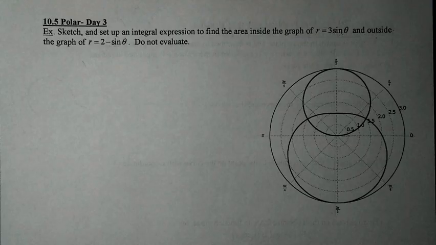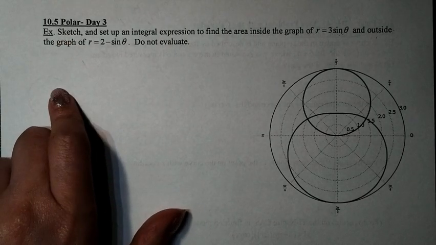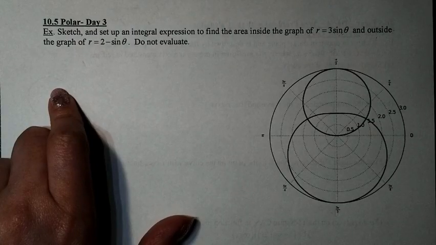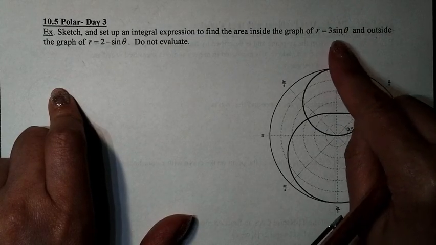Hi guys, today we're going to learn how to find the area bounded by two polar curves. Let's look at this example. They are asking you to sketch and set up the integral expression to find the area inside the graph of r equals 3 sine theta and outside the graph of r equals 2 minus sine theta. Do not evaluate.